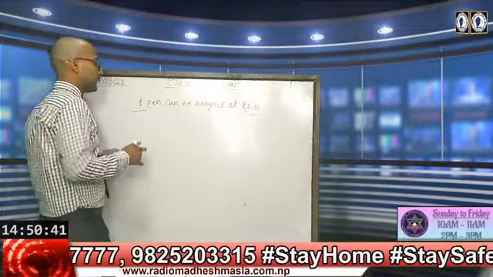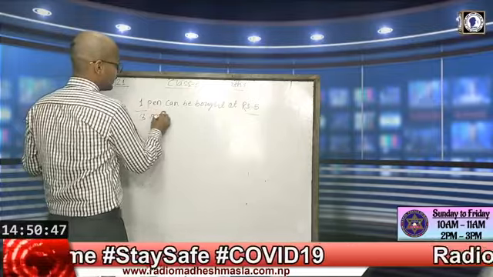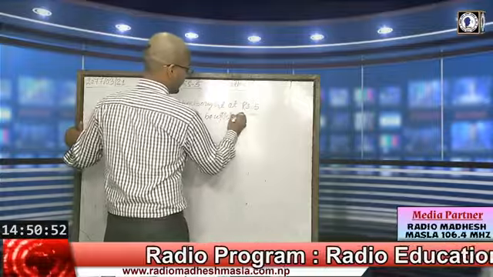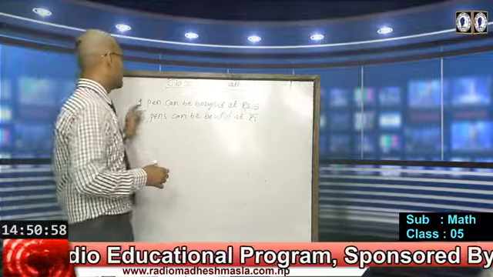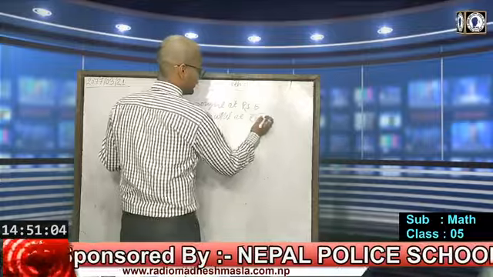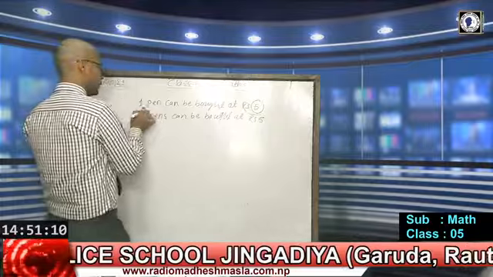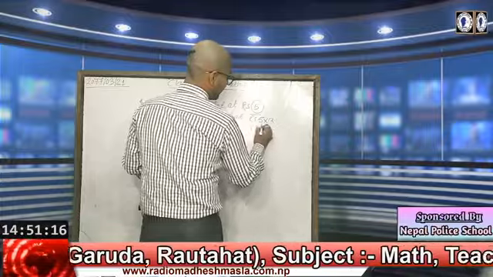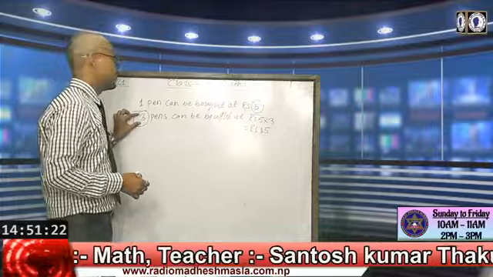Then if we need to buy 3 such pens, how much money do we need if the cost of one pen is 5? We need 15 rupees, which we get by multiplying the cost and the total units. That means 5 into 3 is equal to 15 rupees. It means at Rs 15 we can buy 3 pens.